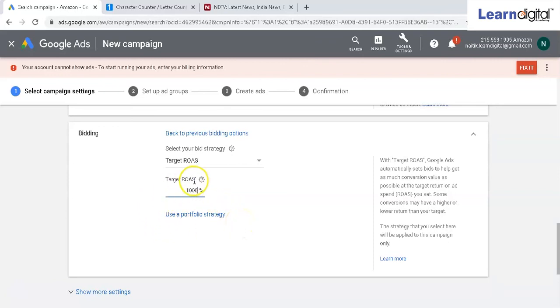I hope you have understood target ROAS, and please note down this point that this strategy is related to your revenue purpose. I hope this is clear.